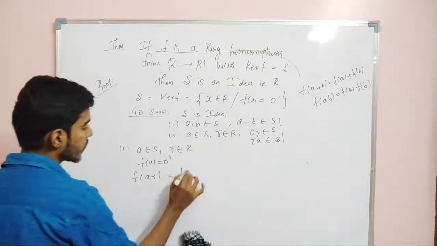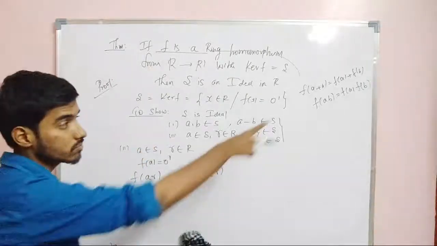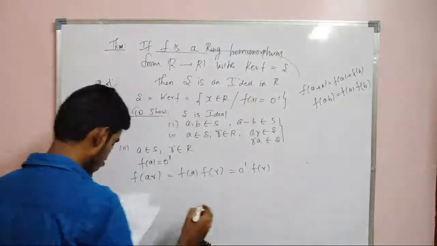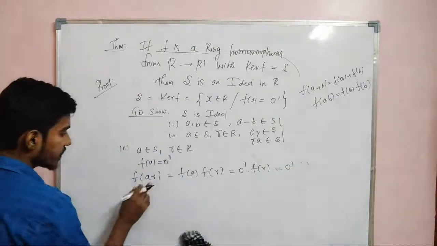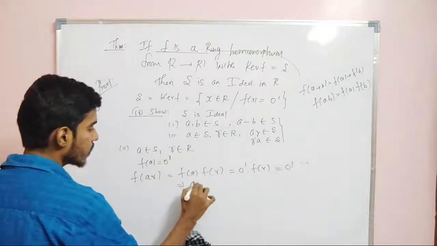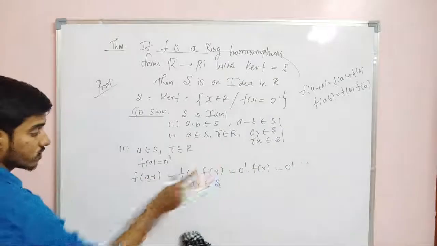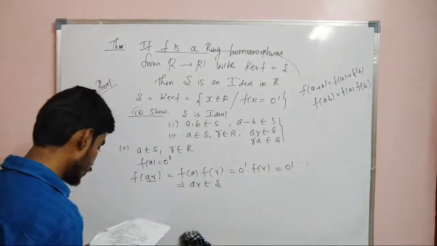So I can write this as f of a into f of r, because f is a ring homomorphism. I can use the second condition. So f of a is 0 and f of r is r dash, which is equal to 0 dash, right? So therefore f of ar is equal to 0 dash. That means ar belongs to S, because the image of ar is 0. That means this element has to be in the set, the kernel. So therefore ar belongs to S.